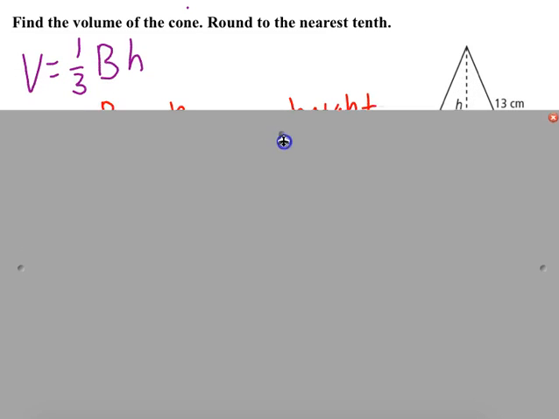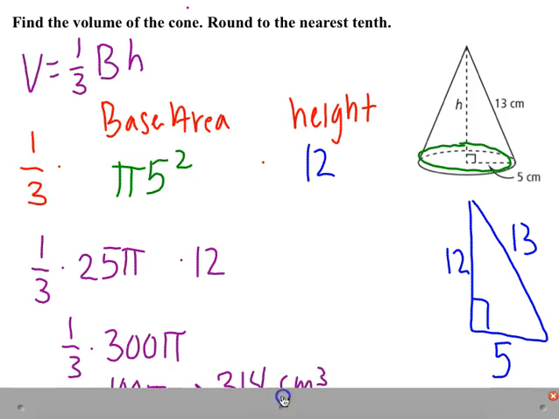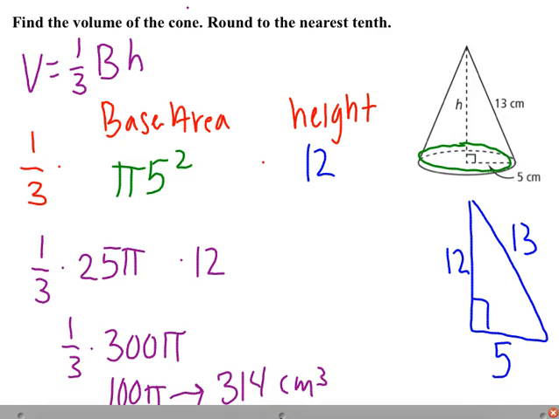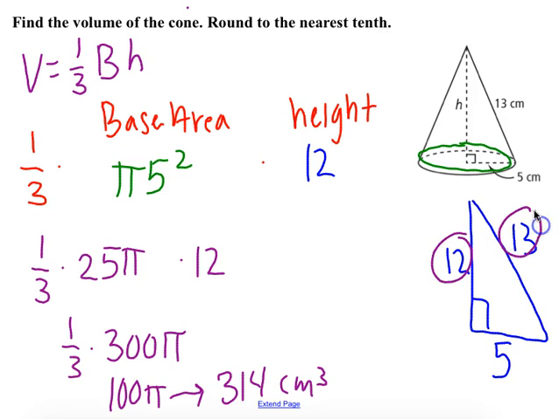Okay, pause the video, try this one on your own. A little warning, you are given the slant height, not the regular height, so you have to find the regular height. So again, pause the video and try this one on your own. So hopefully you tried it and you got an answer of 314 centimeters cubed. We had that same Pythagorean triple again, so you found your height to be 12, and then it was just a straightforward computation to get 314.